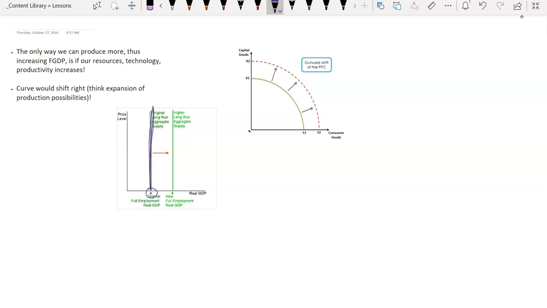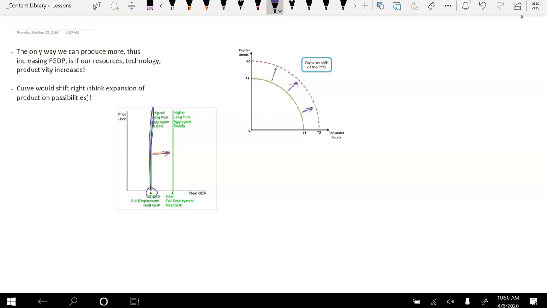So if our resources increase, we find new oil, better renewable energy. We find a better, cheaper, more efficient way of producing it through technology. Our workers get smarter, faster, more efficient. Their productivity increases. All of those things increase the PPC to push our boundaries out of what is possible. That same idea would shift our long run aggregate supply.